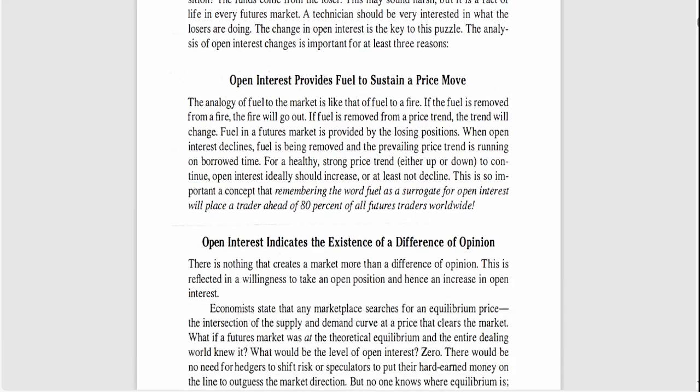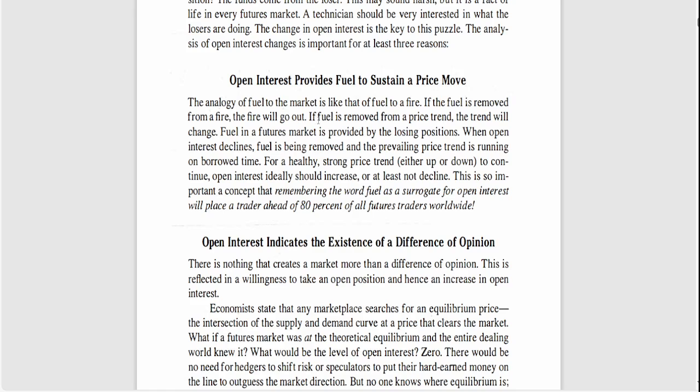Open interest provides the fuel to sustain a price trend. When the market is going up and open interest is increasing, the trend is very strong. I am telling you, the trend is very strong. You have to trade on the long side. You don't have to sell. You only look for buy opportunities.